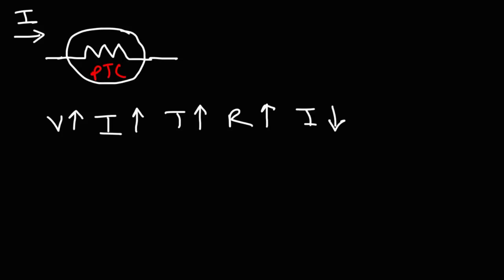Because when the current goes up and the temperature goes up, the resistance is going to go up to bring the current back down. And so it prevents the current from getting too high. And thus it works as a resettable fuse. As the current goes back down, eventually the temperature will cool down. And so a system of equilibrium will be achieved.